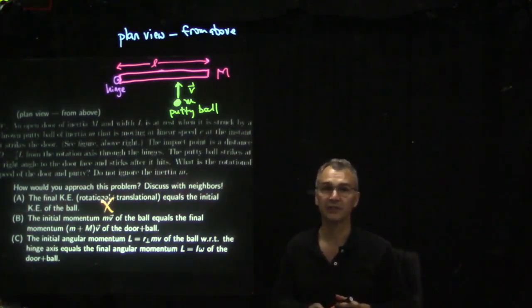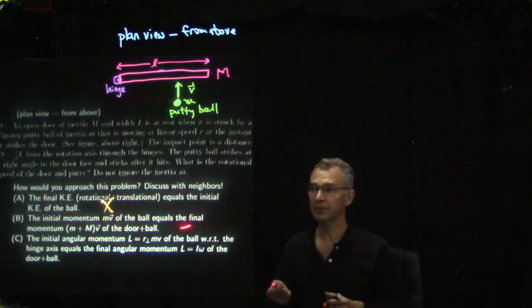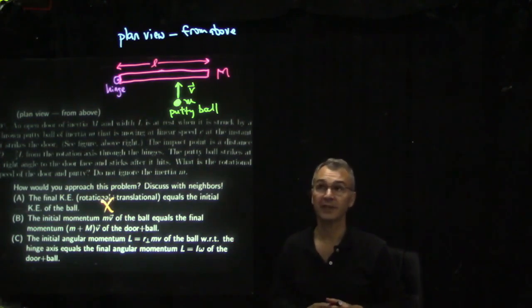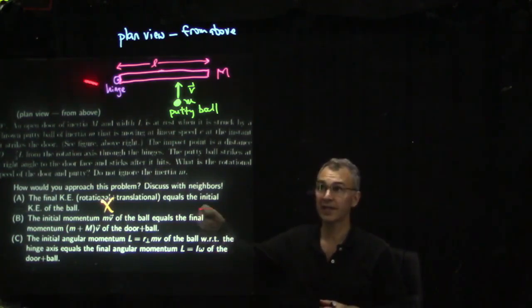have a non-elastic collision. B, the initial linear momentum of the ball equals the final momentum of the door plus ball. Now that sounds promising at first, but it turns out that this door plus ball system is not isolated. So see, the variable of interest is this vertical, well, now it looks vertical in the drawing. Be careful, this is a plan view, so we're looking at the drawing from above. So we're looking down from the ceiling.